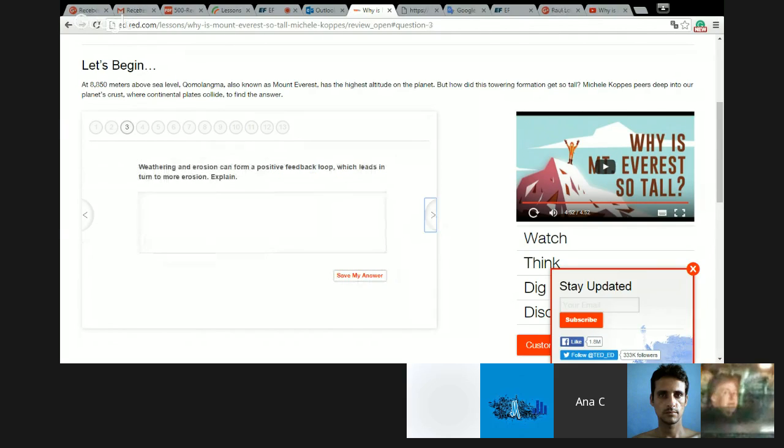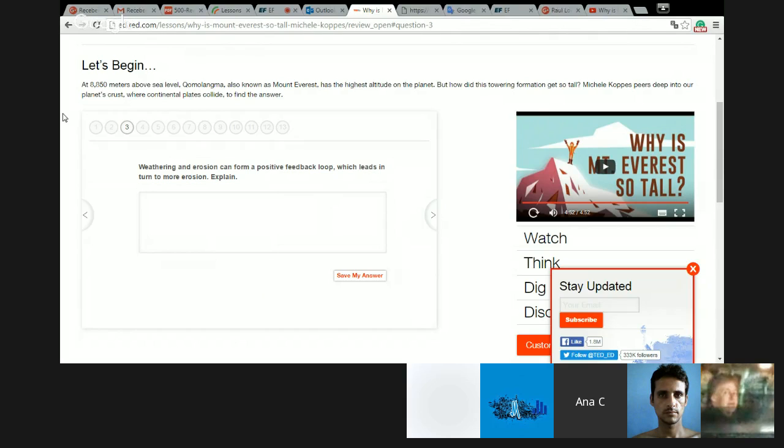Okay. Weathering and erosion can form a positive feedback loop, which leads in turn to more erosion. Is that right, Mustafa? Hold on a second, let me read the question again. Weathering and erosion can form a positive feedback loop, which leads in turn to more erosion. Explain. Positive feedback loop. I didn't get this. What does it mean? Positive feedback loop.